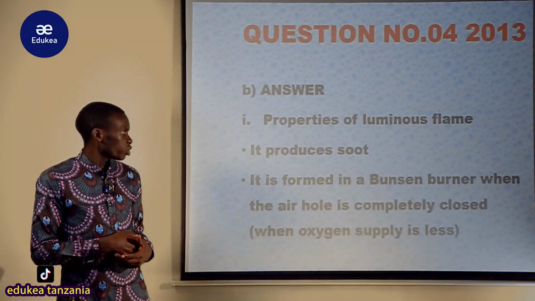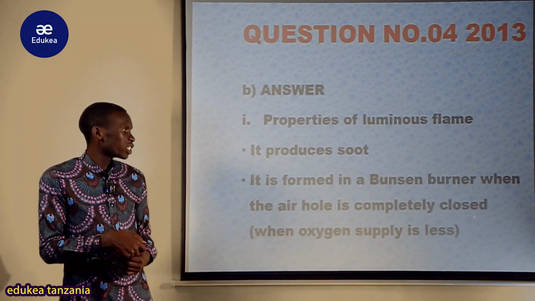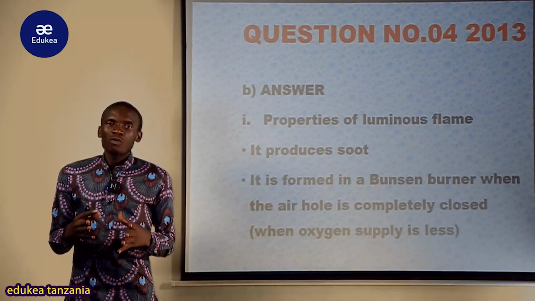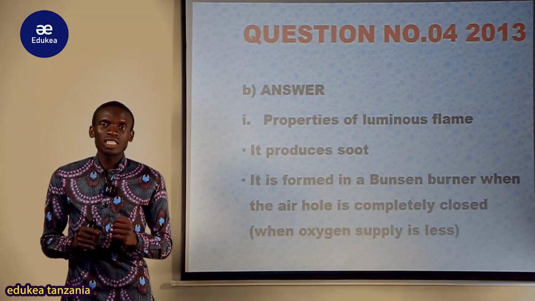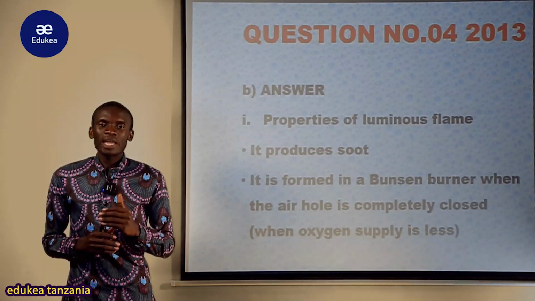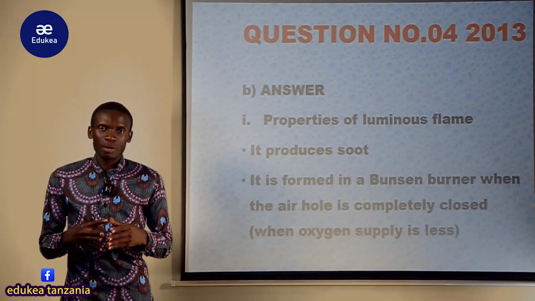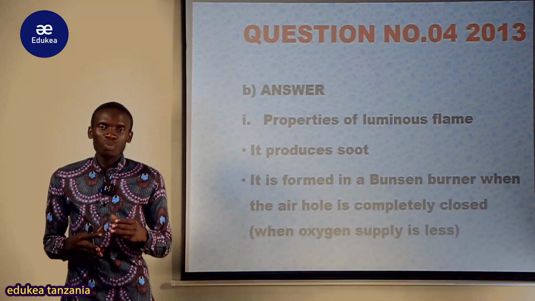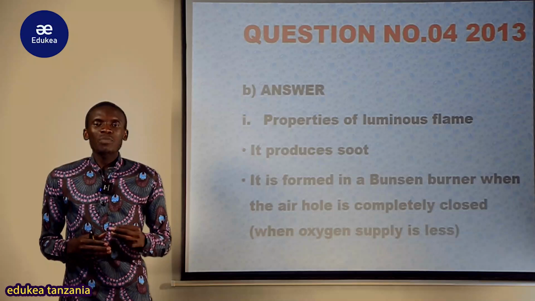Then another property says that it is formed in a Bunsen burner when the air hole is completely closed, or we say that when oxygen supply is less. So luminous flame is produced when oxygen supply is less, is not enough. So it comes about where there is a small supply of oxygen. Oxygen is in small amount, that is why you get luminous flame. It means that there is incomplete burning of gas, the gas which is the supply fuel, incomplete burning of fuel.